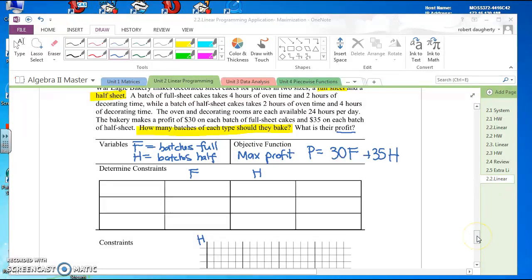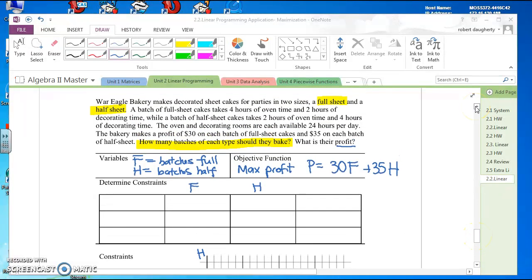Now, if I read through the problem, what are the broad categories of constraints? It feels like I'm constrained around my oven time and my decorating time. And then they give me specifics about it. So those are my constraining points: oven time and decorating time.